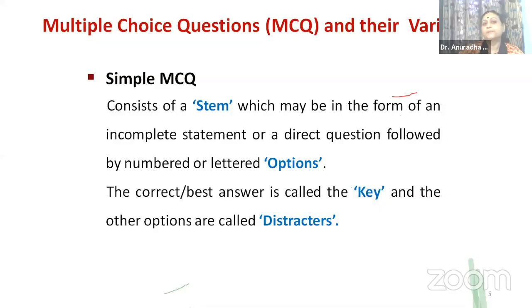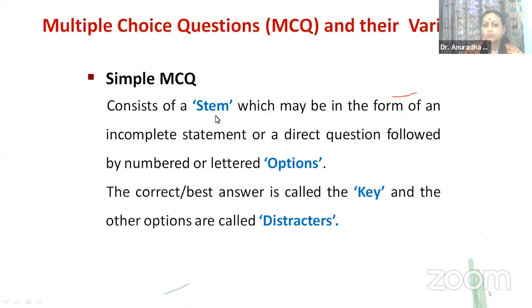Different types of MCQs we can actually formulate. You have a simple kind of MCQ, which all of you are aware of, which is something like an incomplete statement ending with a dash, dash, dash, or you could have a direct question, and then either a question or an incomplete statement. All of these constitute what is known as the stem of the question.